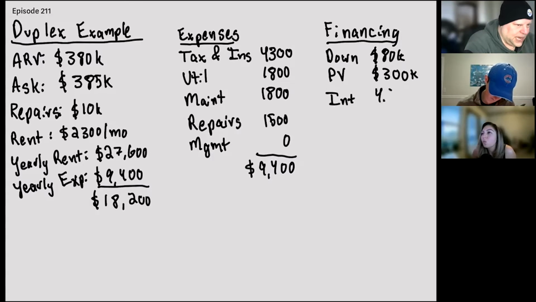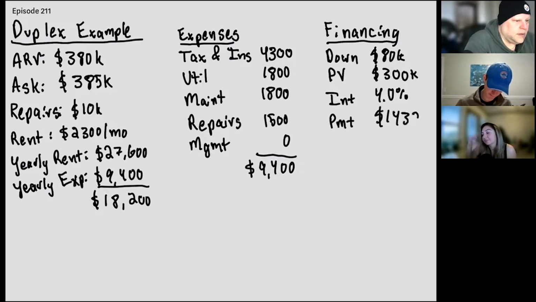Now, normally I'd rather be more conservative than aggressive, but let's just see what that is. You're in the aggressive mood. Let's just see if these numbers work, right? So the payment would be $1,432 a month. Okay. Let's do 1,432 times 12.